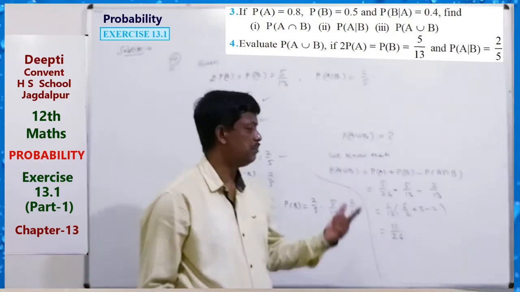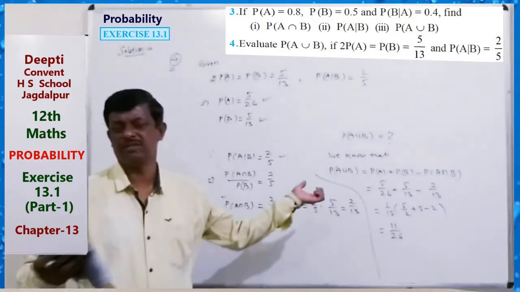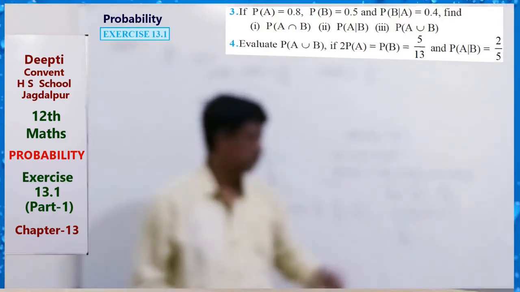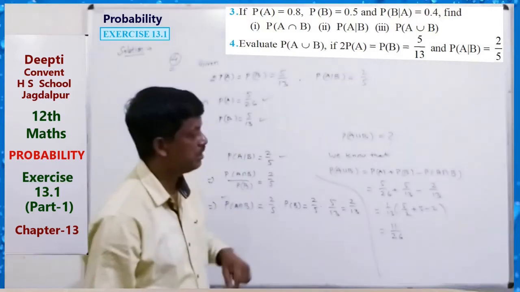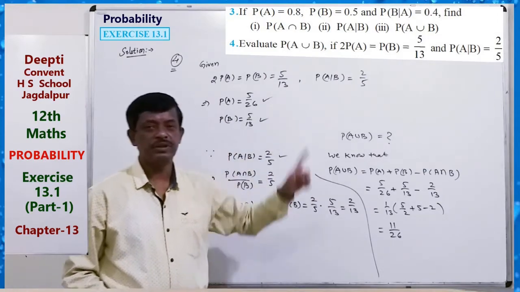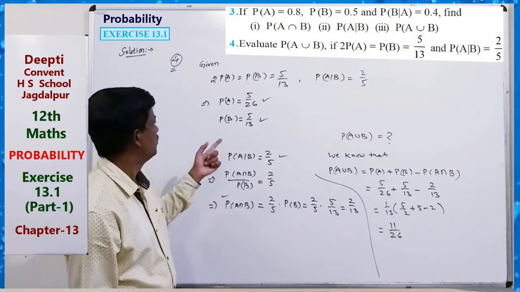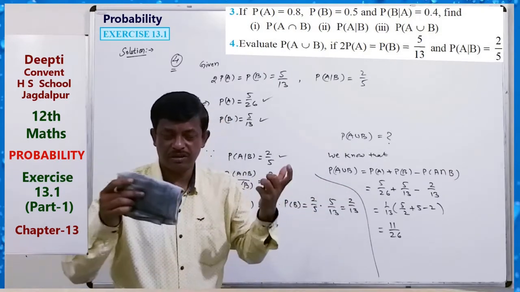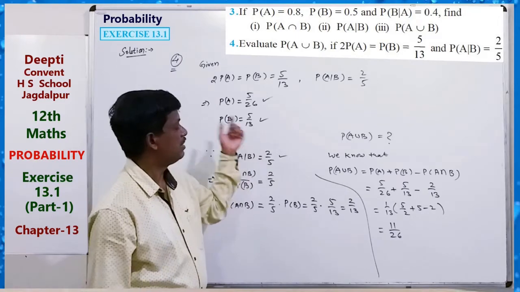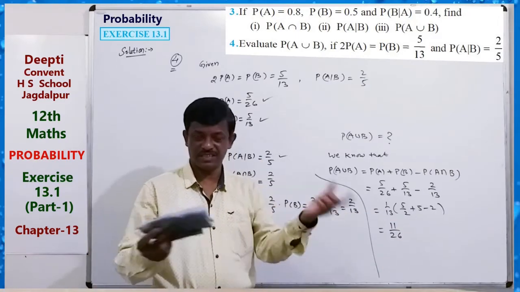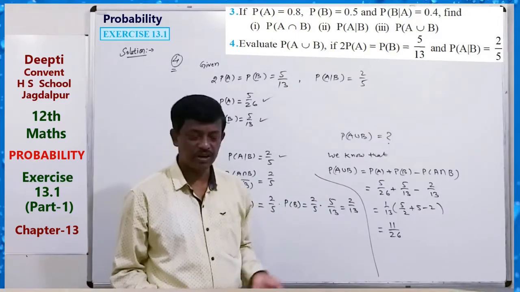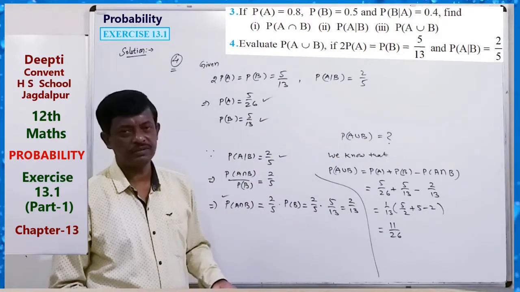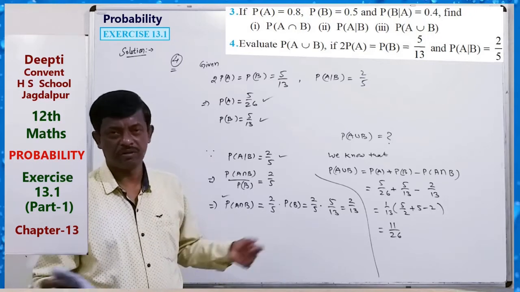Question 5 is a similar question. What is given? P(A) is given, P(B) is given, and P(A union B) is given. Three things are given. Okay, so first of all, for finding conditional probability we require P(A intersection B). Find it by using this formula, and then P(A|B) and P(B|A) you can find just using the conditional probability formula.